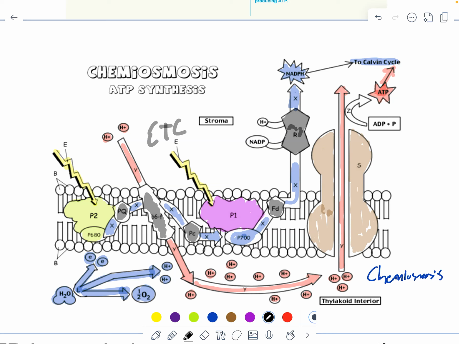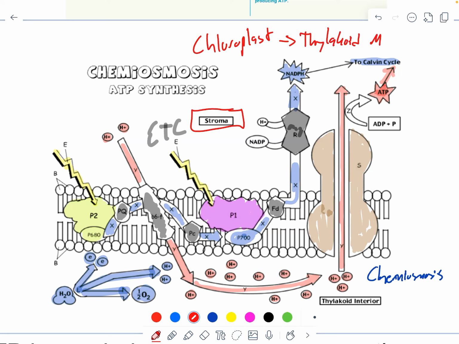And so being able to understand, okay, the last thing I want you to understand is where all this happens, okay? So the where is important. The stroma is the fluid inside of the chloroplast. First off, we're in a chloroplast, and specifically in a thylakoid membrane. Okay, so here's the thylakoid membrane. Here's the thylakoid interior space, okay?